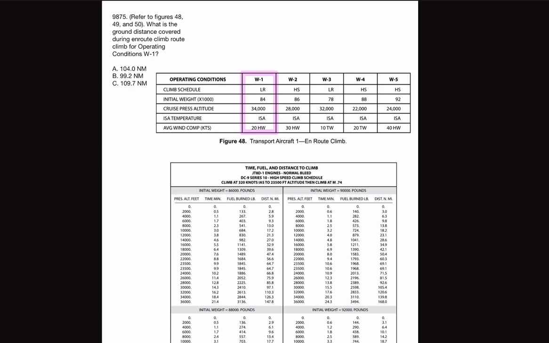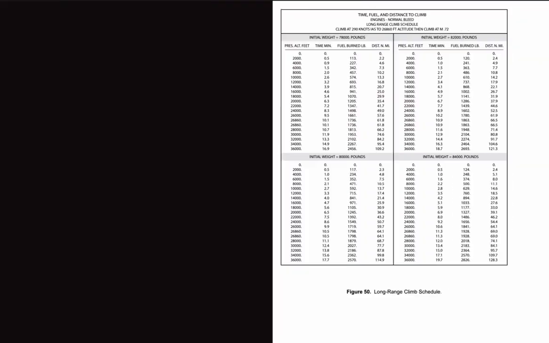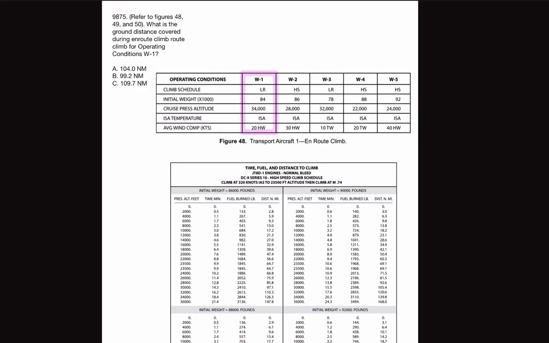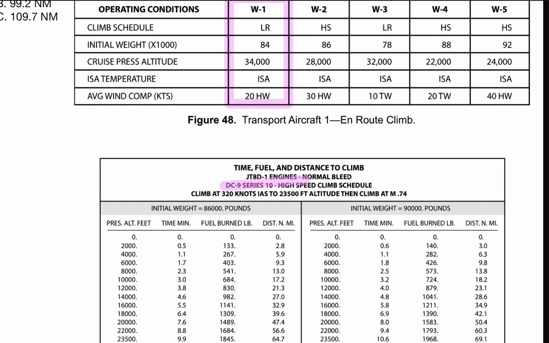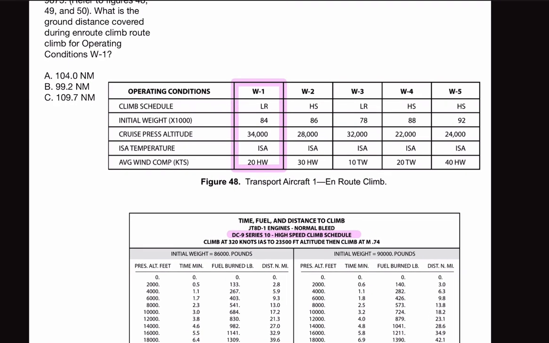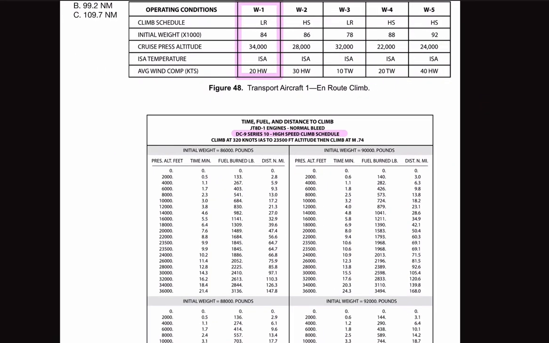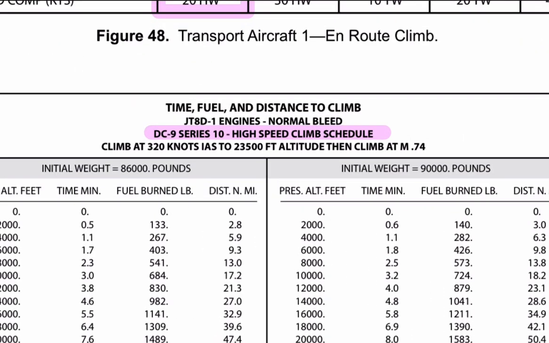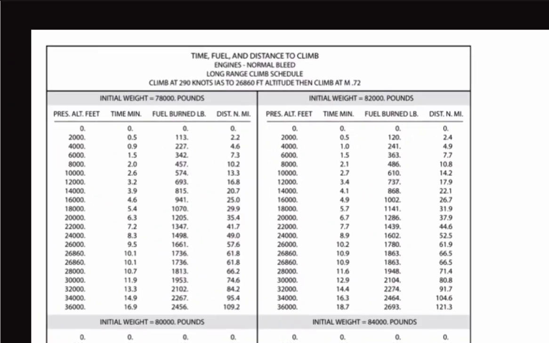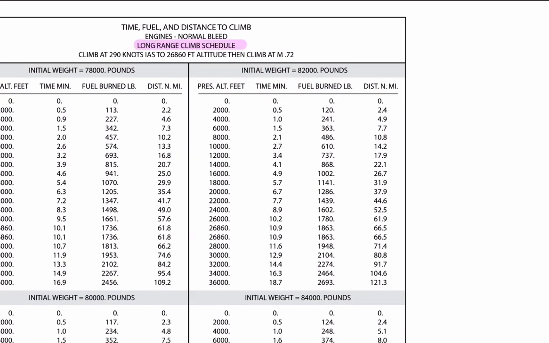And then figures 49 and 50 are essentially the same charts, but they're going to be slightly different because they're based on whether or not they're high speed or long range. In your book, I recommend making a note. LR means long range, and then HS means high speed. So there's high speed right here. It's going to tell you that at the top of the chart. And over on this chart, we have long range.